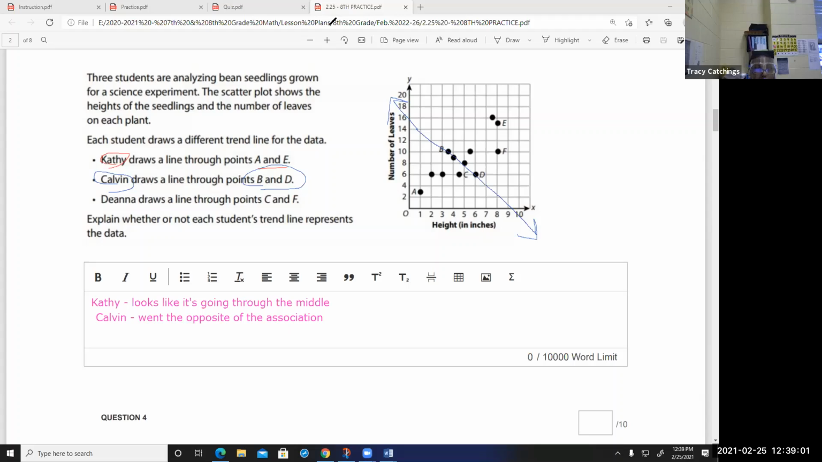All right, and last but not least, we got Deanna. I'm gonna put her in the green. Deanna made a line through C and F. Why you say no? Most of them are below, not below, but above. Okay.